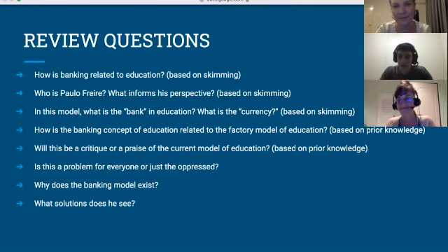In this model, what is the bank in education and what is the currency? Anybody? Well, the bank is the poor children's minds, and the currency is what the teacher is giving them, forcing them to remember. Yes, really good. So we got that one.